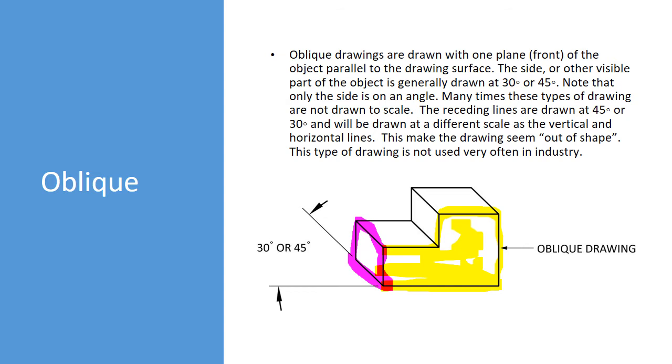Many times these types of drawings are not drawn to scale. The receding lines are drawn at a 45 or a 30 and will be drawn at a different scale from the vertical and horizontal lines. This makes the drawing seem out of shape. This type of drawing is not used very often in industry. This is an oblique drawing. You can see that we're just looking at that one face, and it's parallel to the piece of paper. The other face is at a 30 or a 45-degree angle.